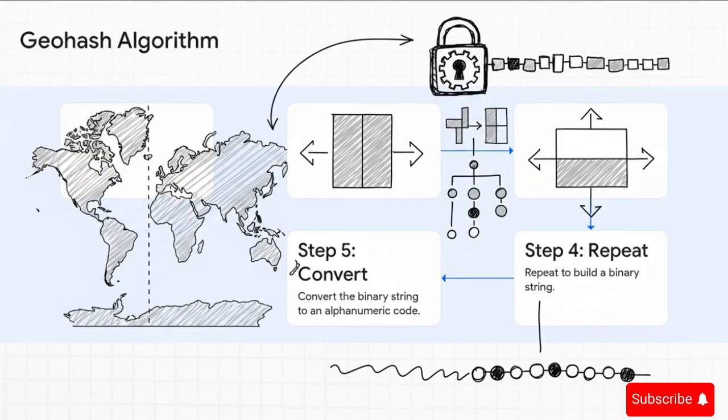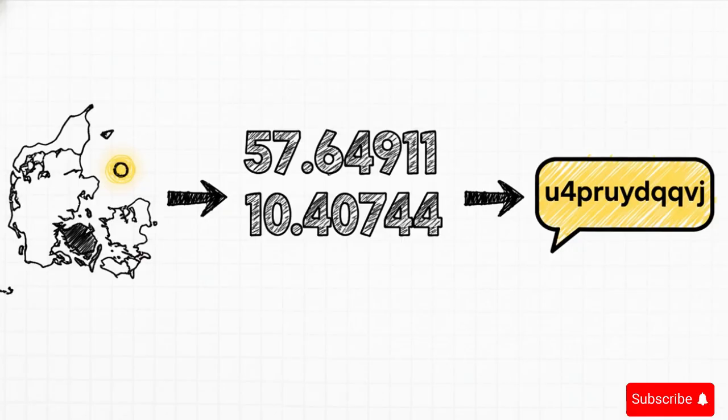That's a 1. Now take that half you're in and cut it horizontally, along the equator. Are you in the bottom half? That's another 0. Top half? That's a 1. And you just keep doing this over and over. Cut, check, building this long string of 1s and 0s. Then, that binary string gets converted into a much shorter, easier to handle code. So, a very specific point, let's say somewhere near the tip of Denmark, goes from being two long, very precise numbers into this single compact string, U4PRUYDQQVJ. That's it. That's the location's digital address.